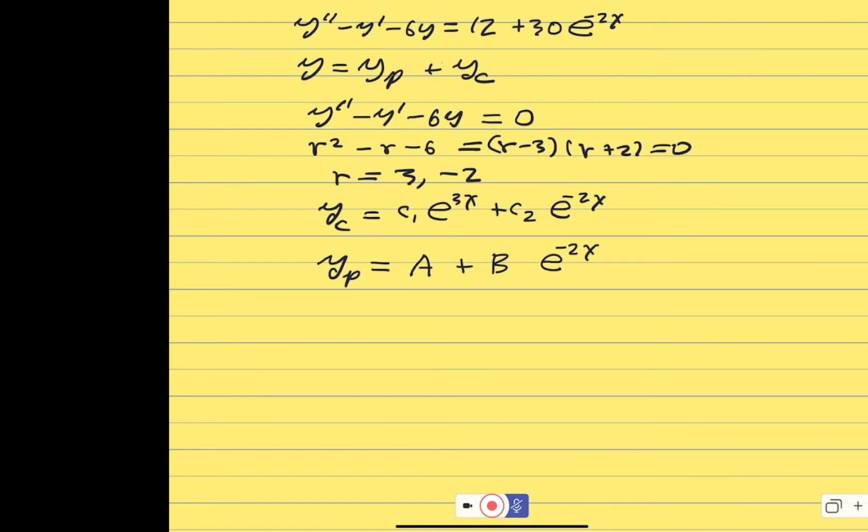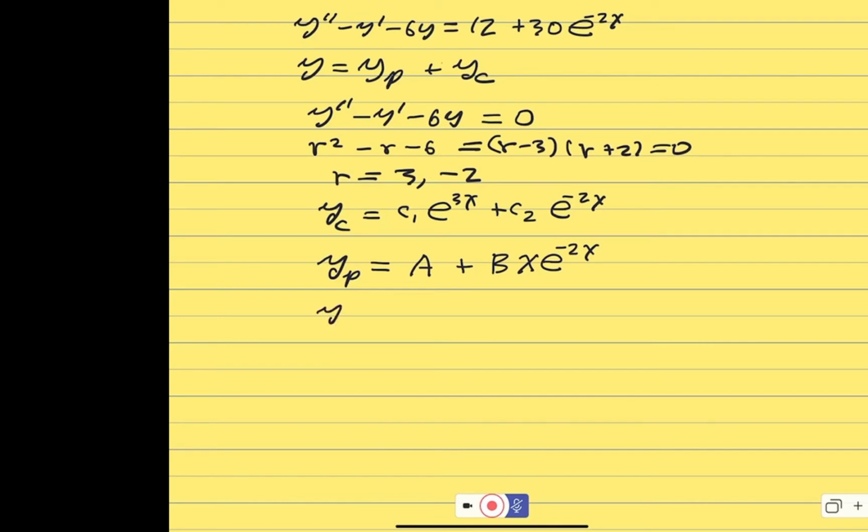The problem with this is that this e to the minus 2x here is one of the solutions to the homogeneous equation. So if I plug this into the homogeneous part, that's just going to become 0. So I'm not going to be able to solve for b. And the trick in that case, when it's a solution to that, is I multiply by x. Then I'll plug this in, and all the x terms will hopefully cancel out. Well, they will, and we'll be able to solve for b.